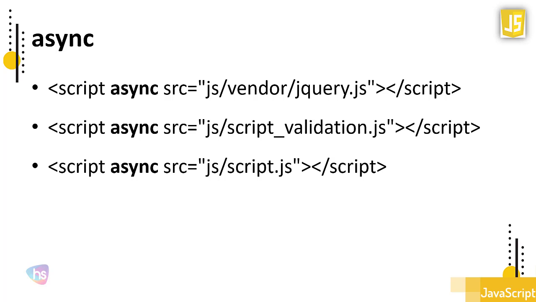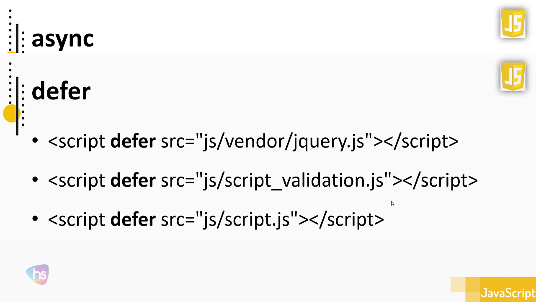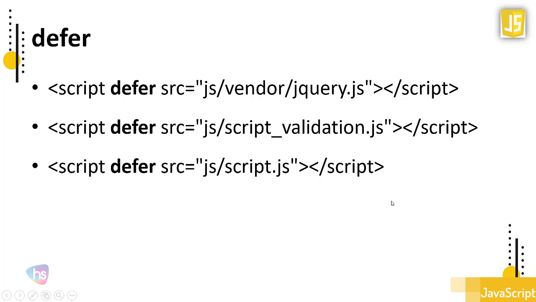So for async, let's see a simple visualization I have given here. A script tag, the async keyword, which you may write at the start or end, and the source, which is the JavaScript file. I have introduced vendor JS and JS 3 scripts here. Similarly, using the defer keyword, instead of async, we simply replace it with the defer keyword. That's it. This is the writing style.